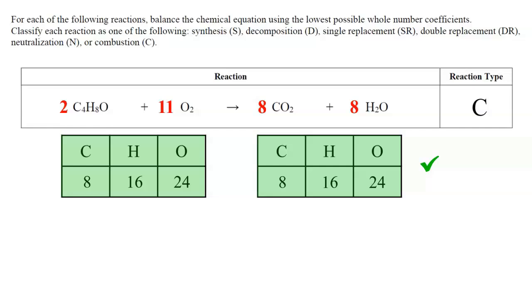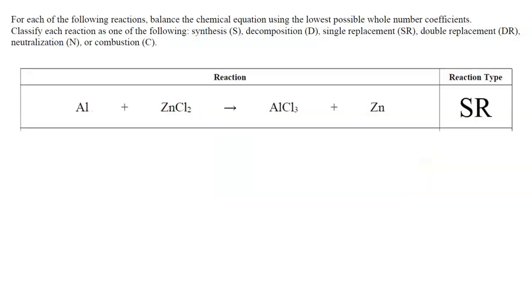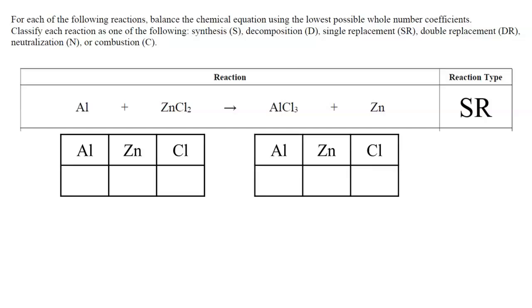Now let's take a look at our next chemical equation. And the elements involved in this chemical equation are aluminum, zinc, and chlorine. On the left side of the equation, I see 1 aluminum, 1 zinc, and 2 chlorines. And on the right side of the equation, I see 1 aluminum, 1 zinc, and 3 chlorines. So if 2 chlorines are on the left and 3 chlorines are on the right, I'm going to try to get the same number of chlorines on each side of the equation. The least common multiple of 2 and 3 is the number 6. So I'm going to do whatever it takes to get 6 chlorines on the left and 6 chlorines on the right.